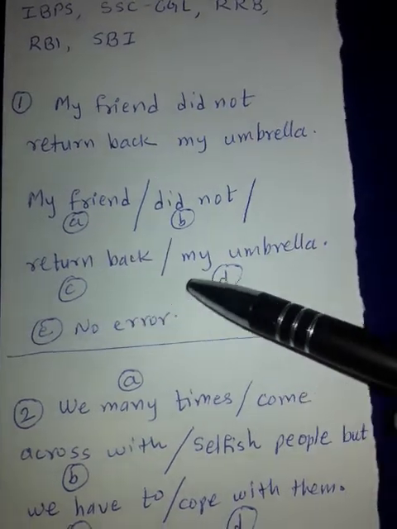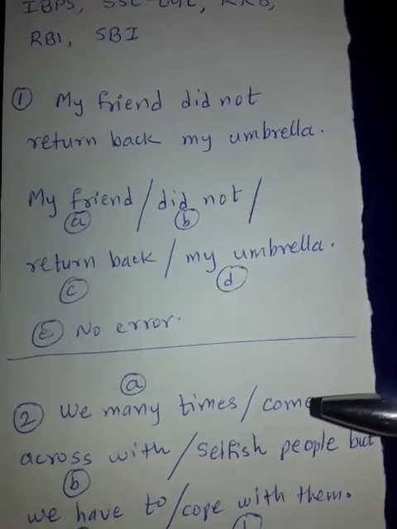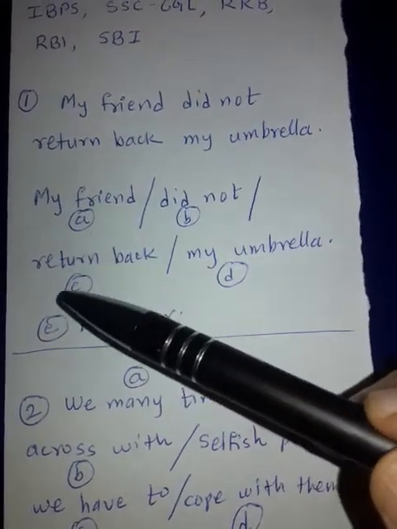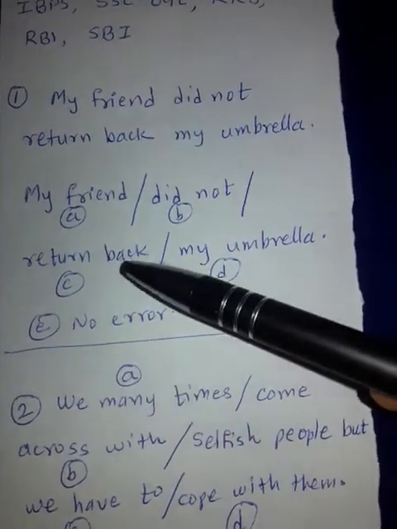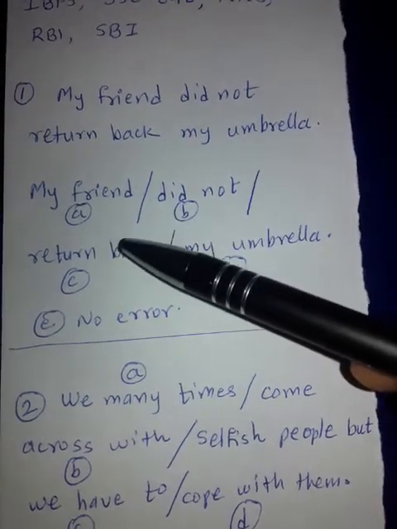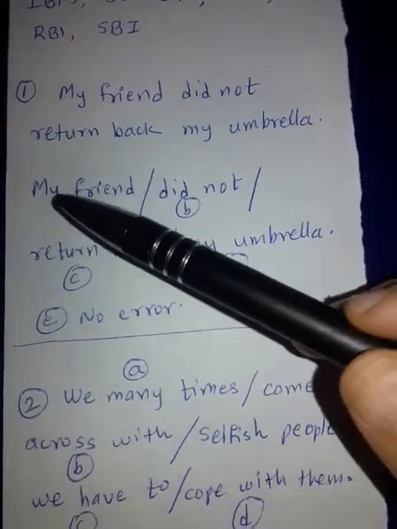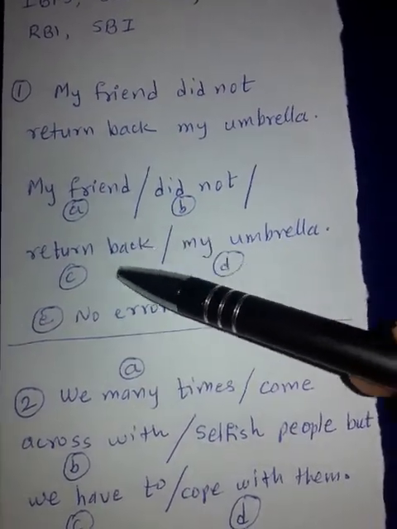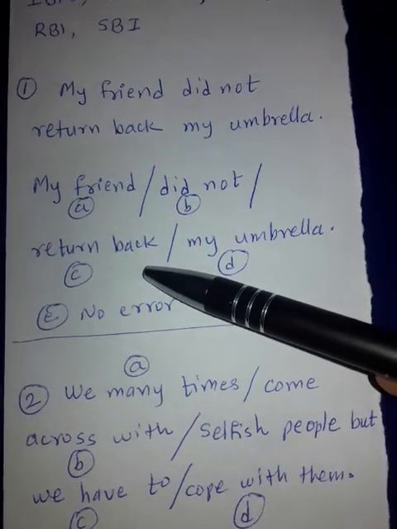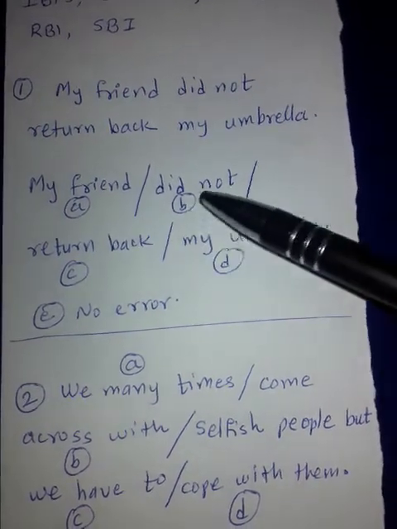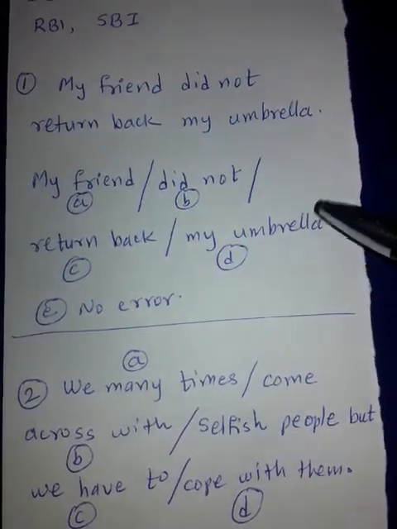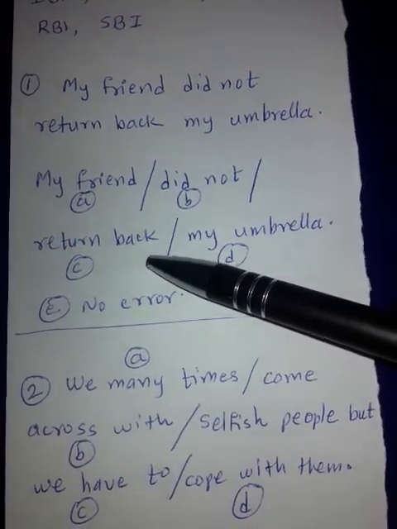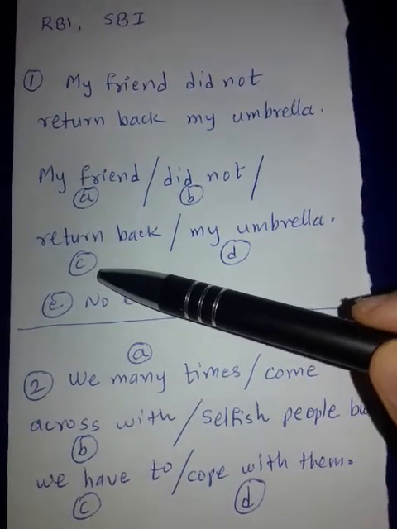My friend did not return back my umbrella. What is meant by return? Return means giving back. Then do we need this additional back here? Return itself contains giving back, isn't it? So this word back is extra. It is not needed. My friend did not return my umbrella. It is enough. This back is extra. So mistake lies in part C.